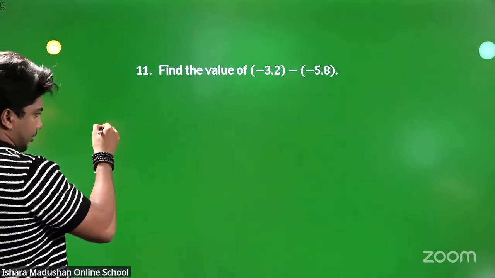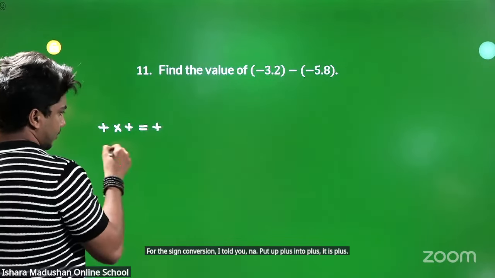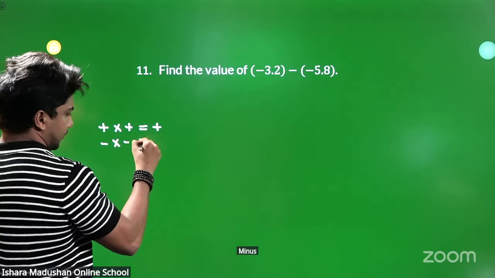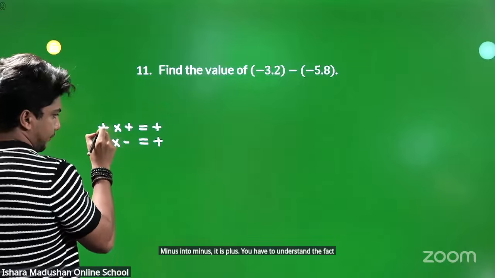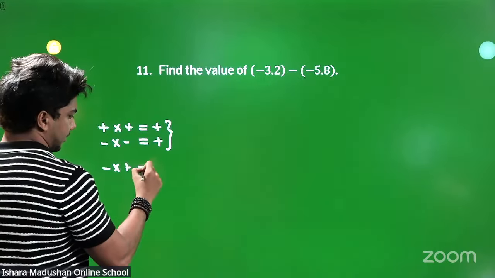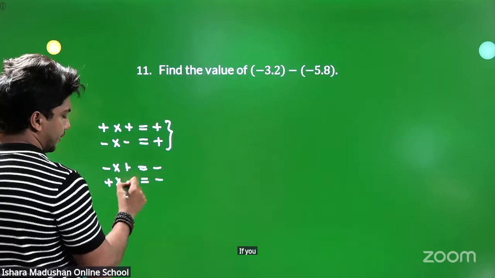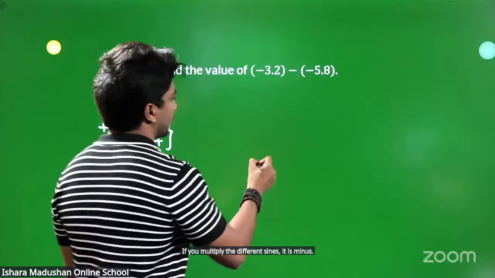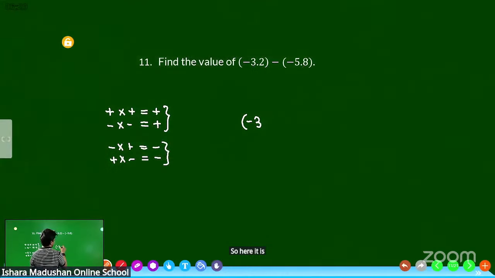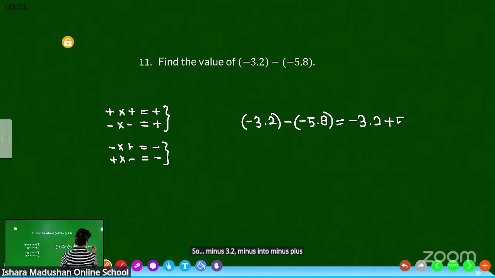Son, sign conversion. I told you, right? Son, plus into plus, it is plus. Minus into minus, it is plus. You have to understand the fact that if you multiply the same signs, it is plus. Minus into plus, it is minus. Minus into plus into minus, it is minus. If you multiply the different signs, it is minus. So here it is 0.32 minus 5.8. So minus 3.2 minus into minus plus 5.8.